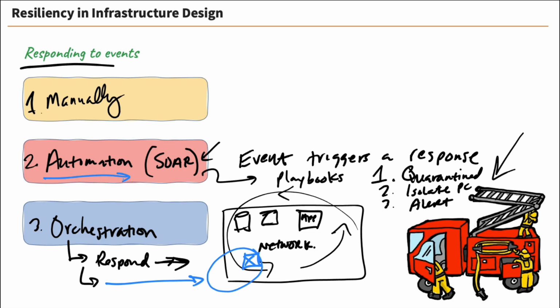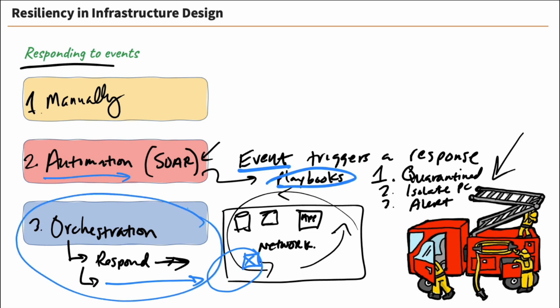It just automatically responds when a certain event happens, and it follows a playbook or a set of steps that we define. Within an orchestration platform, there's the intelligence that's able to look at the entire environment and make decisions based on what's going on in the environment to provide a better response. And that is the three different ways to respond to an event: manually, automation, and via orchestration.